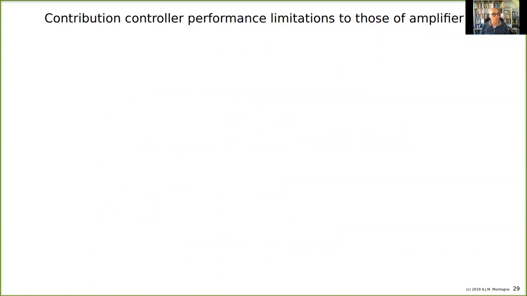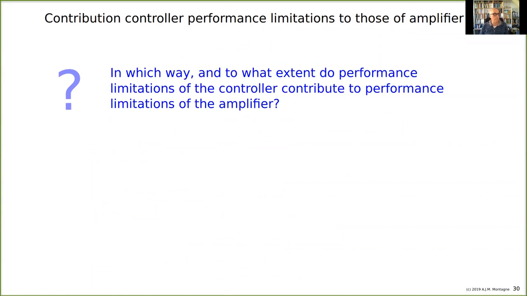Let's go to the controller and see what kind of limitations we can expect from the controller. And the question that we want to answer here is, in which way and to what extent do performance limitations of the controller contribute to those of the amplifier? So if the controller has equivalent noise sources, then we have already seen how they affect the noise behavior of the feedback amplifier. But what if the controller has a limited bandwidth, or if the controller shows nonlinear behavior? That is important. That is what we want to find out.